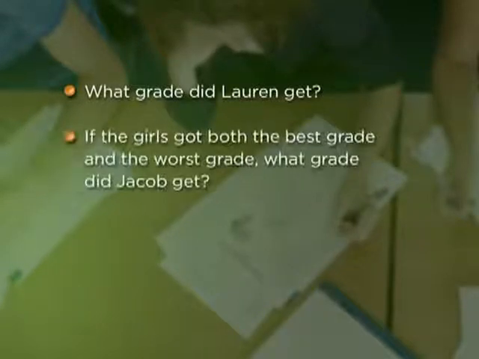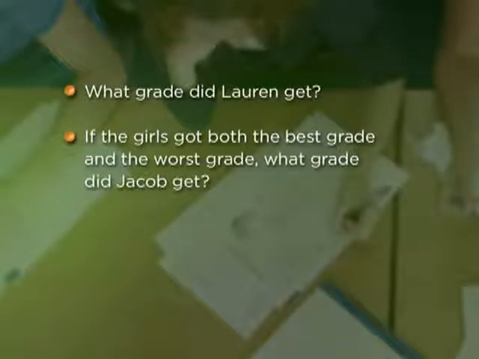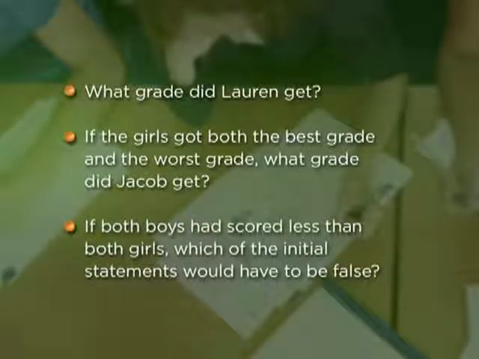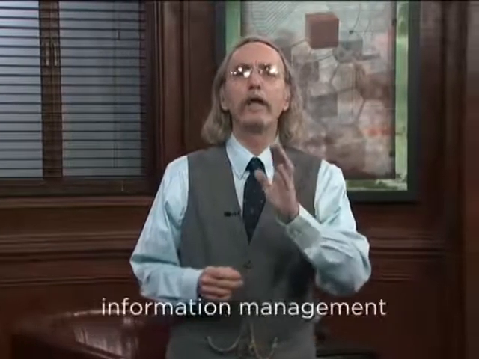If the girls got both the best grade and the worst grade, what grade did Jacob get? If both boys had scored less than both girls, which of the initial statements I just gave you would have to be false? This is really a problem in information management. Use the information you have in order to squeeze out some more. And here again, visualization is the key, even though the tie between people and grades is more abstract than roads between towns.